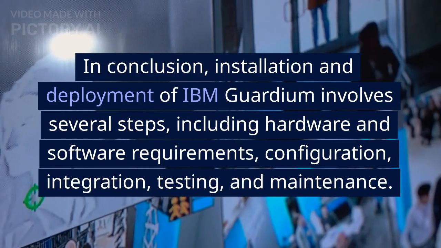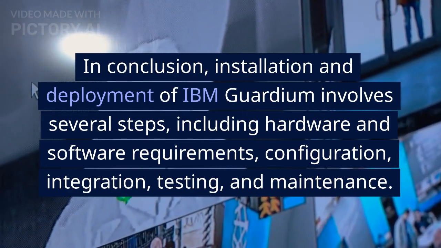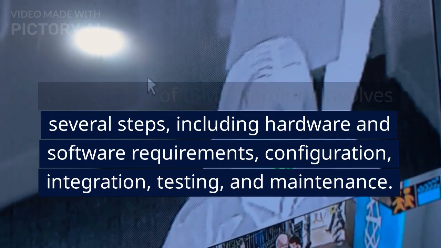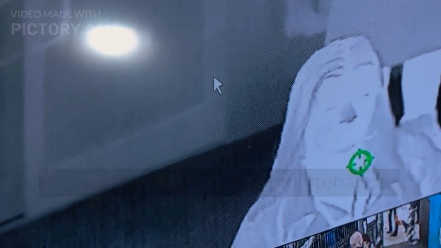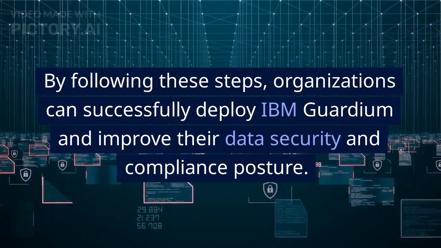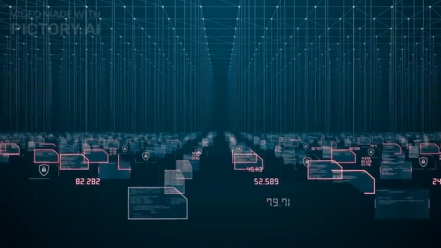In conclusion, installation and deployment of IBM Guardium involves several steps, including hardware and software requirements, configuration, integration, testing, and maintenance. By following these steps, organizations can successfully deploy IBM Guardium and improve their data security and compliance posture.